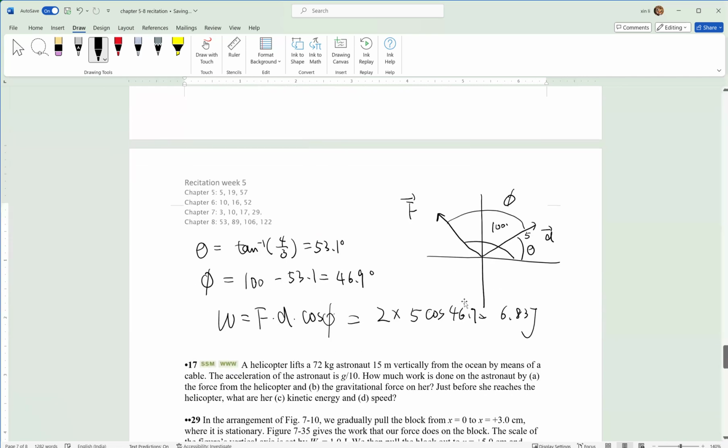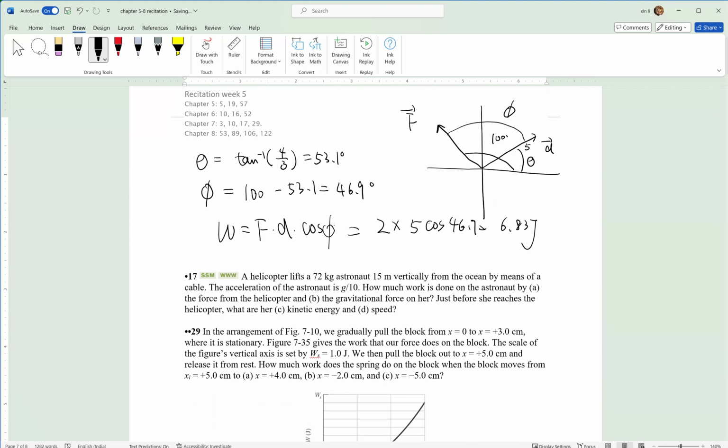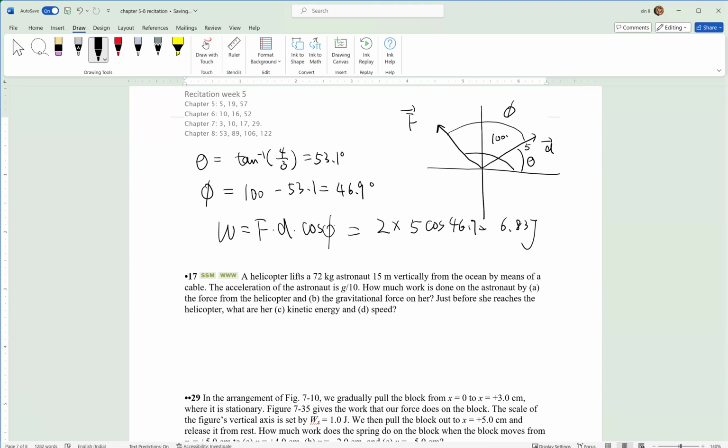So this is this problem. This is a very simple problem. And also problem 17, it's a very simple problem. You have to calculate the force. You can use Newton's second law, and then the work will be equal to force times the displacement. Okay, so you are going to calculate the work, and you are going to calculate the kinetic energy and the speed.